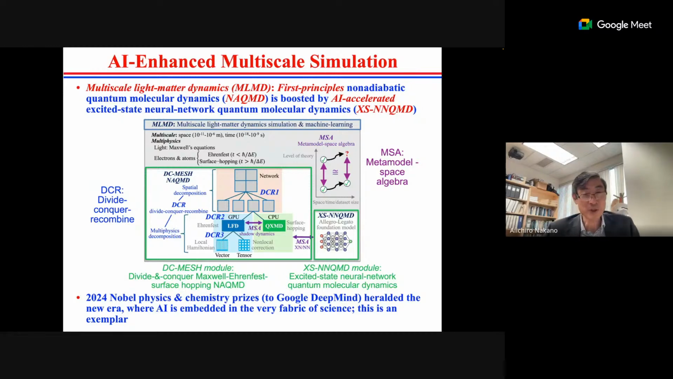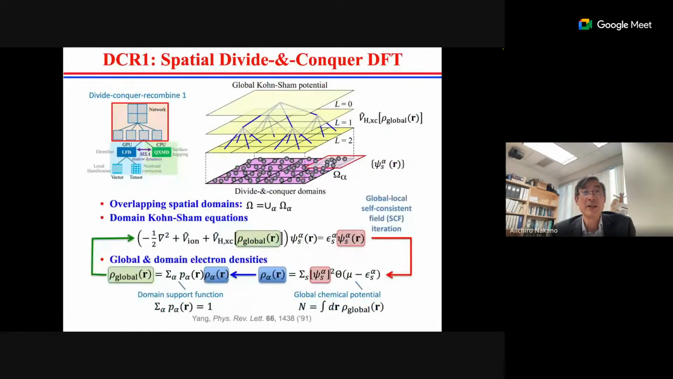Last year's Nobel Physics and Chemistry prizes heralded the new era where AI is embedded in the very fabric of science. Google people must be very familiar with the Nobel Chemistry Prize to Google DeepMind. Our application is another example of that. A little more detail.